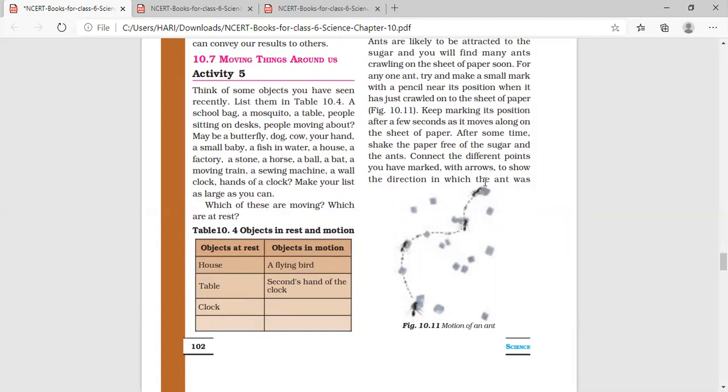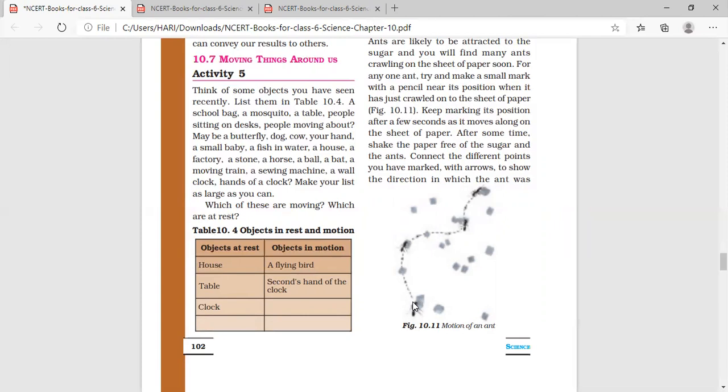If you shake the paper, all the ants will come out of the paper and the sugar pieces will go away. Now you will get only some markings on the paper. You can see only the markings which show the position of the ant at different time intervals. Now you will be connecting all the points. If you connect all the points, you will get a line this way. It will show the way the ant was moving. That way we can see the line on the paper.